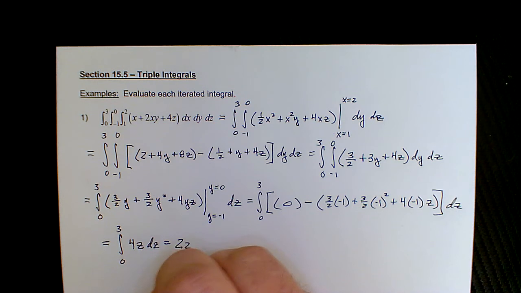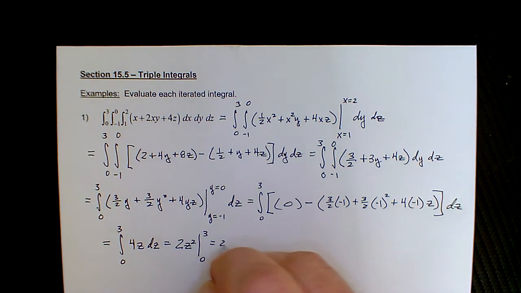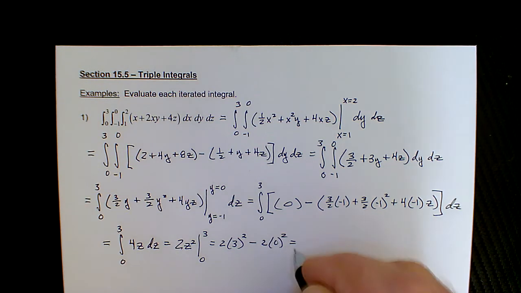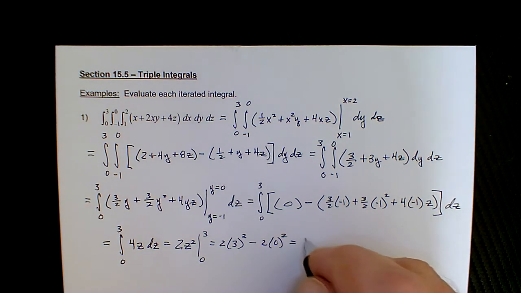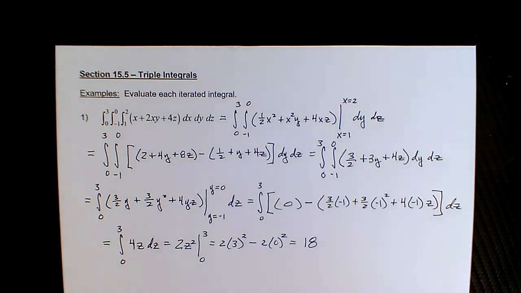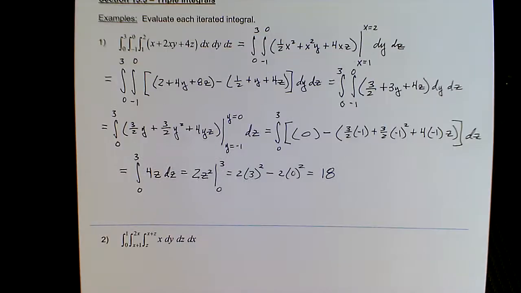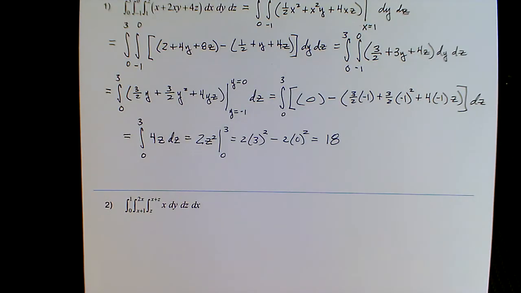And now that's 2z squared, evaluated from 0 to 3, which would be upper limit 2 times 3 squared, minus lower limit 2 times 0 squared. So that's 18 minus 0, or just simply 18. Okay, so that's the mechanics behind it.